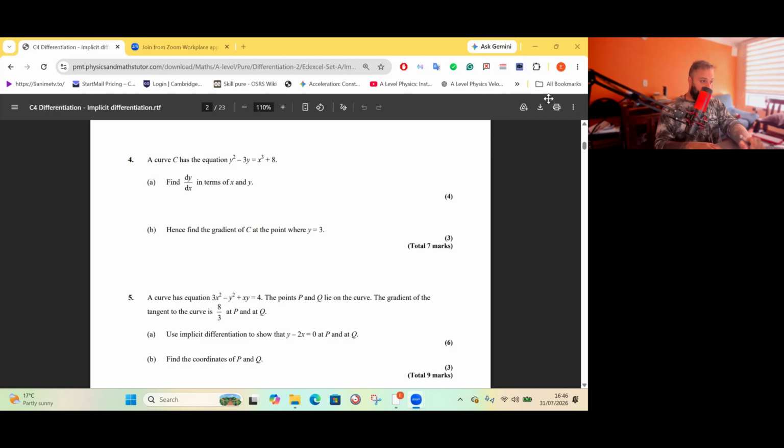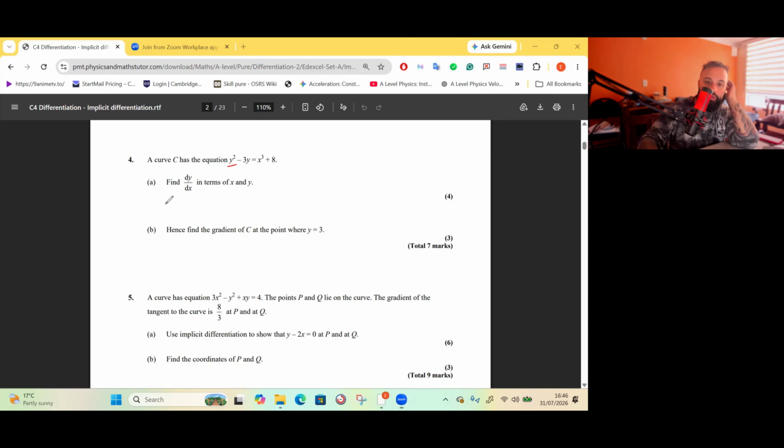So I'm going to try question number 4. And I'm going to differentiate y squared, which is just going to be 2y. And this is going to be explicit, so we're going to write dy by dx. We differentiate this, which is minus 3, again explicitly, so we write dy by dx right next to it. And this is just going to be 3x squared.